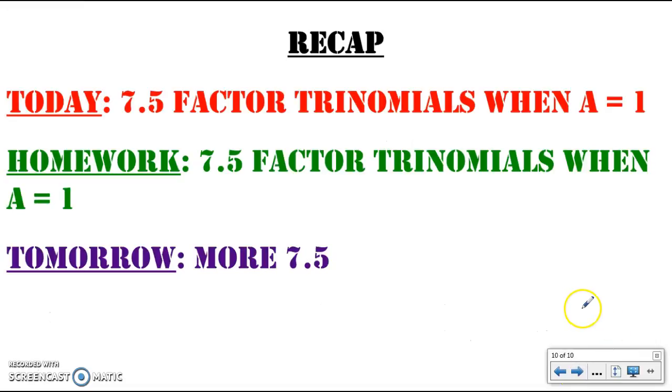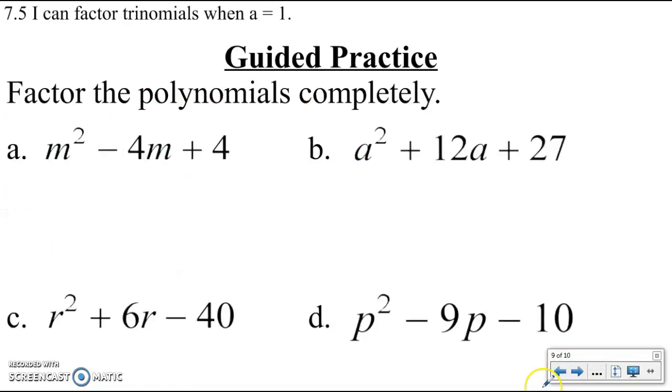Tomorrow we are actually going to, instead of doing more 7.5, move on to 7.6. So you have some extra time to practice all of them together. Again, go back to these problems. If you have any questions, let me know.